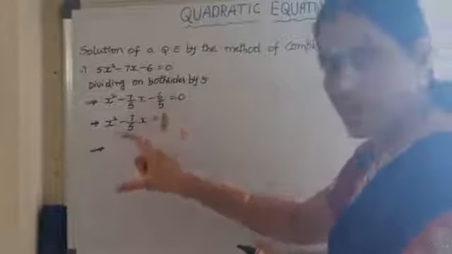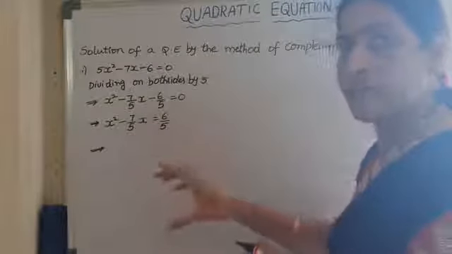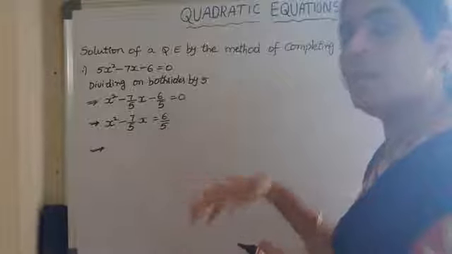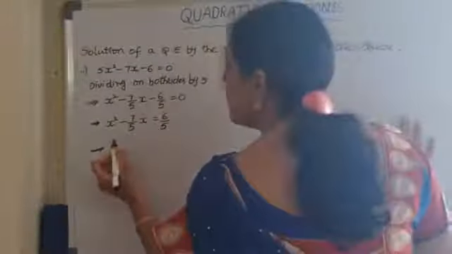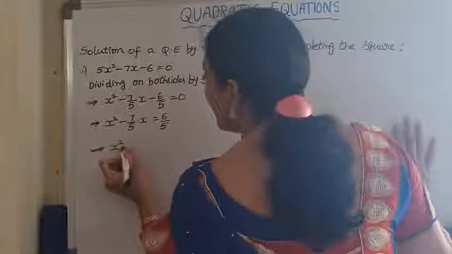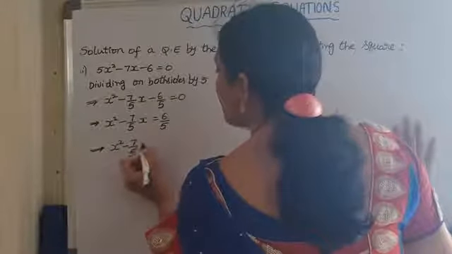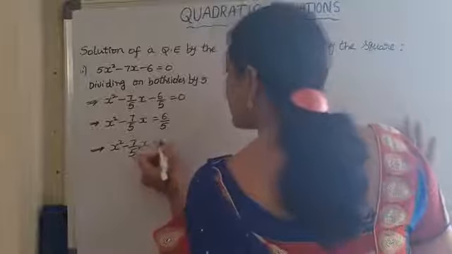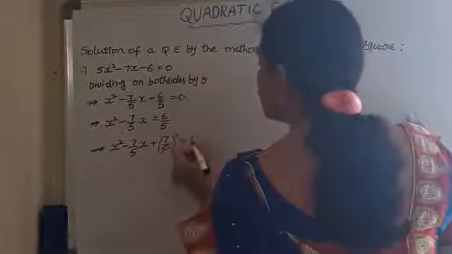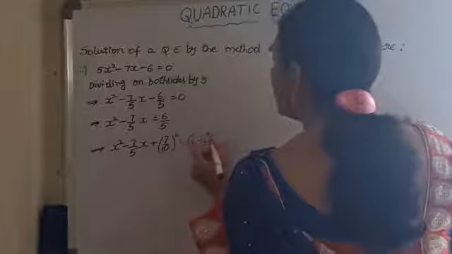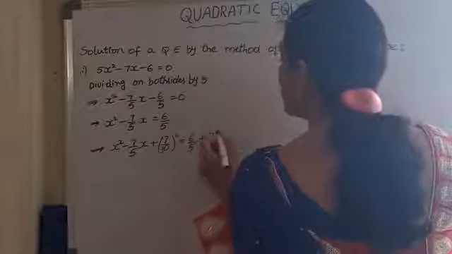7 by 5 is the coefficient of x. Half of that one, 7 by 5, in that half means 7 by 10. Squaring on that one, 7 by 10 whole square should be added on both sides. x square minus 7 by 5 x plus 7 by 10 whole square is equal to 6 by 5 plus 7 by 10 whole square.